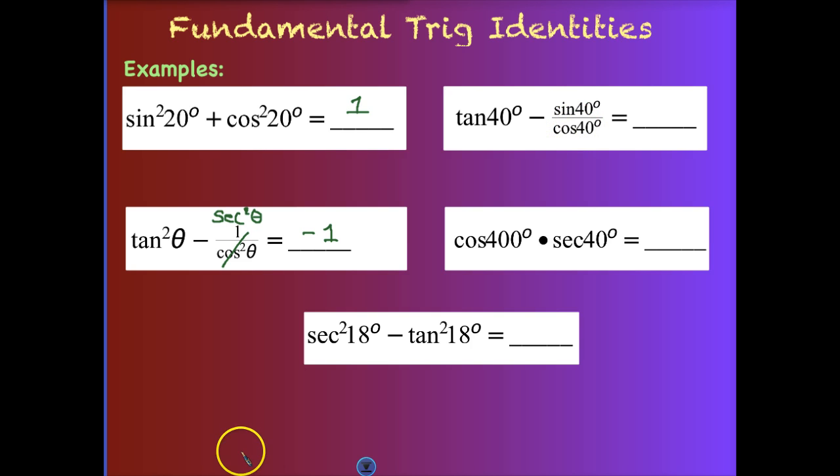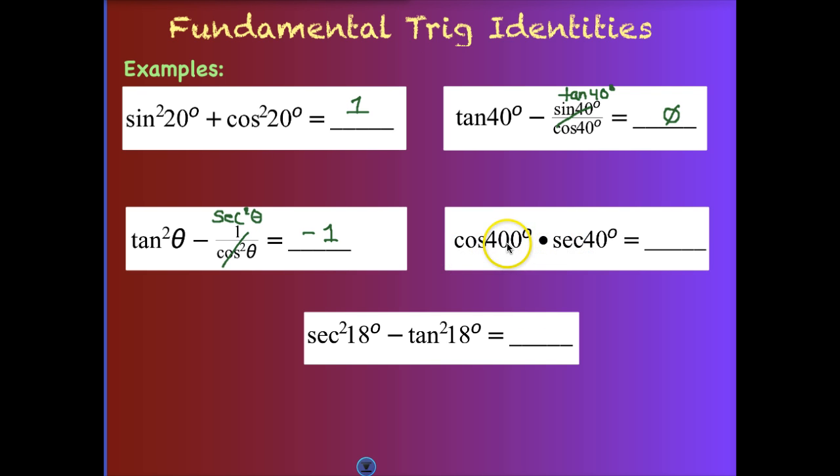Well, again, remember what I was saying. We don't like fractions, so let's get rid of this fraction, and that can now be tangent of 40 degrees. Well, the tangent of 40 minus the tangent of 40 is just 0. Let's look at our next example.